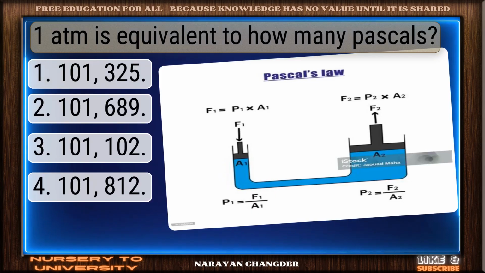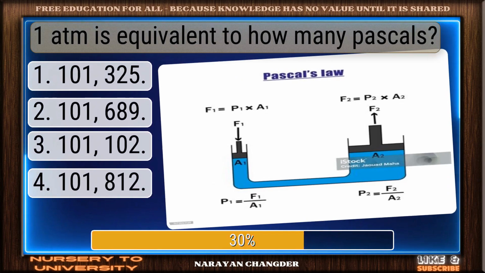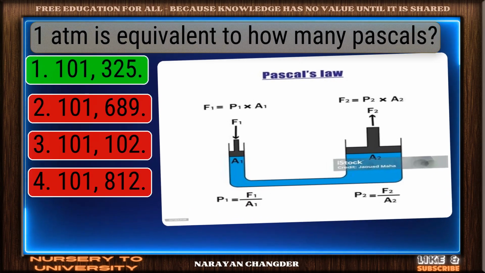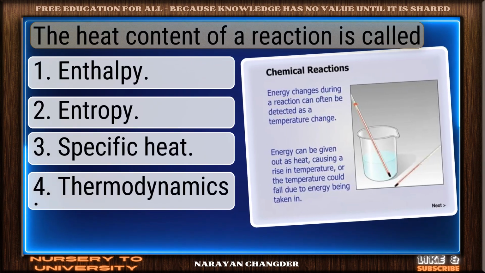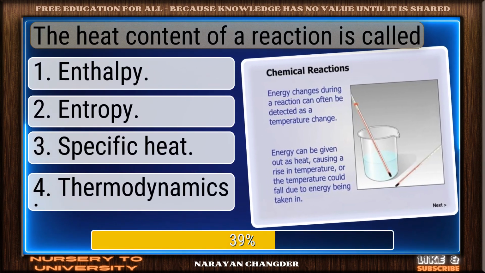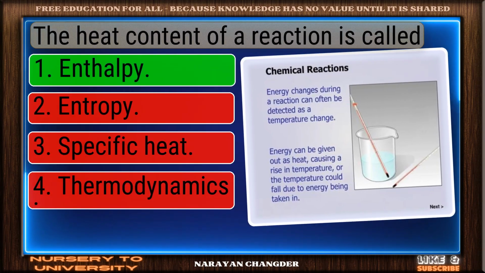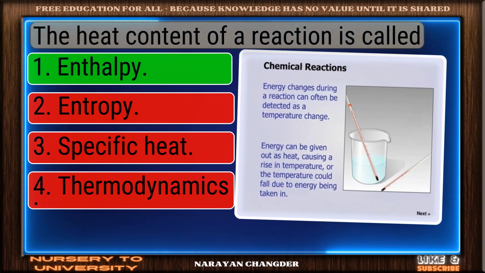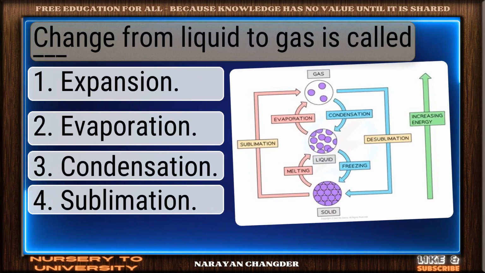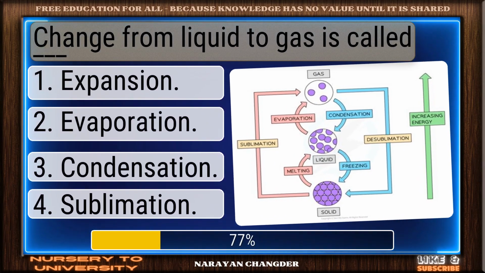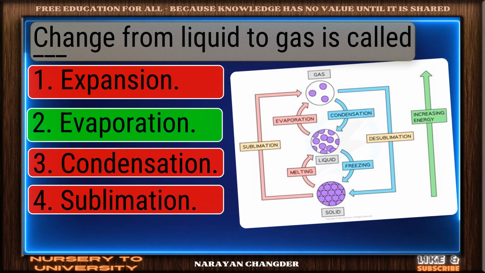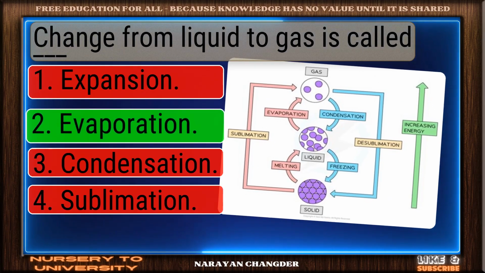1 atm is equivalent to how many pascals? Right again. 101,325 is a valid answer. The heat content of a reaction is called. You got it. Your choice, enthalpy, is right. Change from liquid to gas is called dash. Exactly. Evaporation makes sense and it is the right choice.